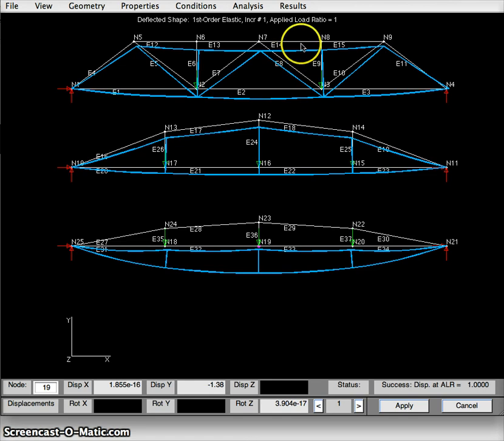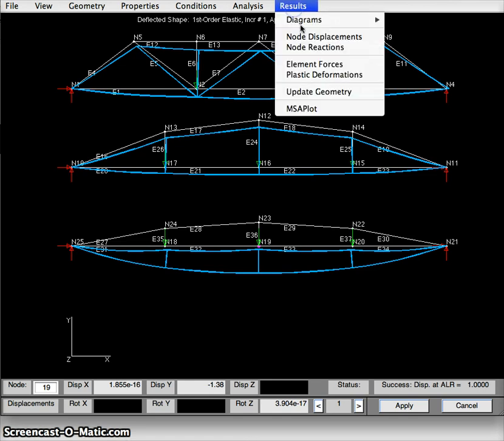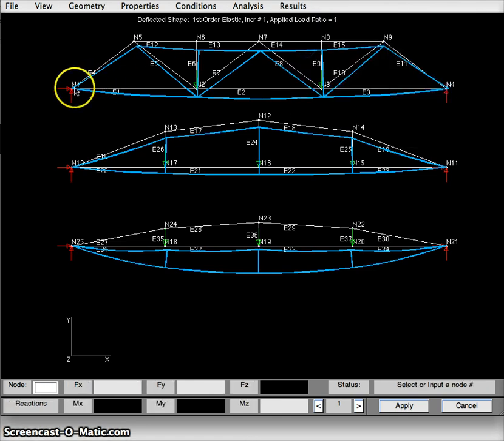Let's look at bridge number 1. If we go to Results, Node Reactions, and select node 1, we're told at the bottom of the screen that Fy, the vertical or y direction reaction, is 15.65 kips in this case. Over at node 4, because of symmetry, the vertical reaction is the same, 15.65 kips. That means that the total upward reaction is twice 15.65, which is 31.3 kips.